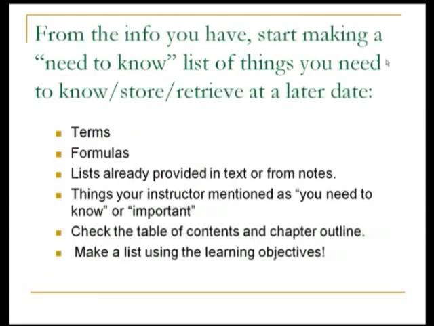From the information you have, you need to start making a need-to-know list of things you need to know, store, retrieve at a later date. This would be terms, formulas, lists already provided in your text, maybe in a little outbox or from your notes. Teacher said it was important, you start it, so put it on your list. Check the table of contents and the chapter outline. Is anything missing drastically? Are you understanding things? Do you have things correct? And make a list using the learning objectives.